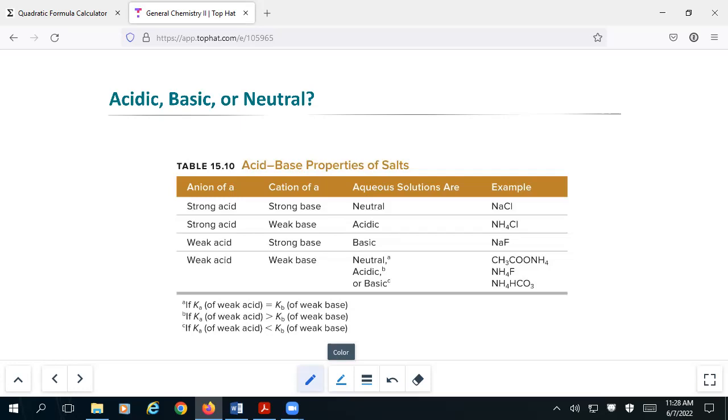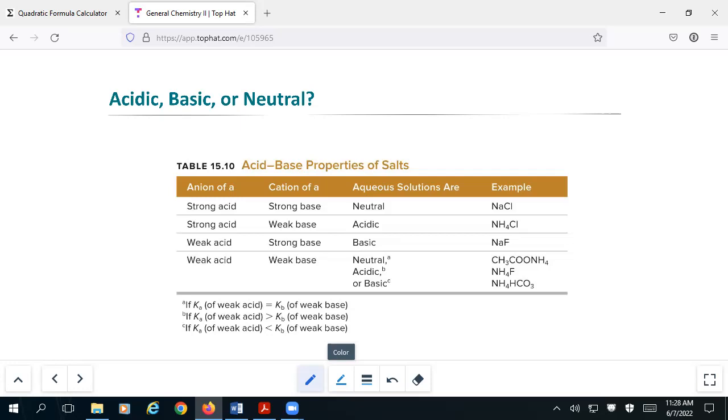So when I evaluate a cation, what I need to do is look at where it came from. What is the formula of the base that made it? And is that base strong or weak? And when I look at an anion, I need to look at where it came from. What is the acid that made it? And is that acid strong or weak?